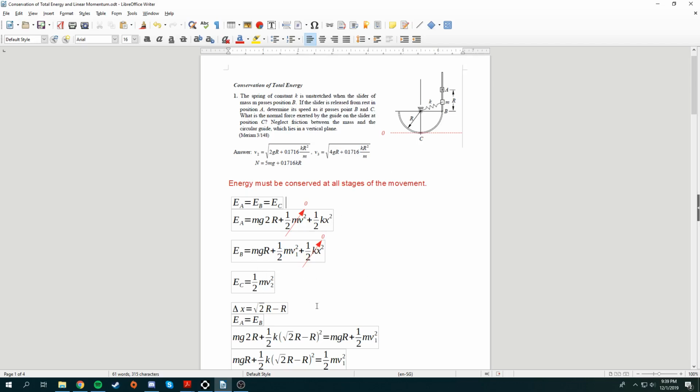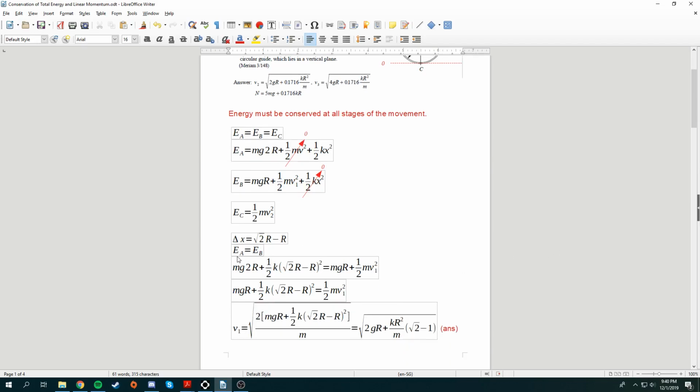Next, we find the change in length x, and that is square root 2R minus R. Why is it square root 2R? Because A to B is R, and the central point to B is also R, so the length from the central point to A is square root 2R through Pythagoras' theorem. Then minus R, since that is the unstretched length, so that's the delta x.